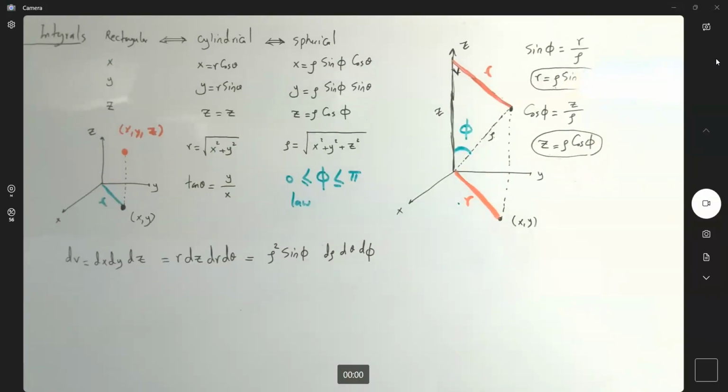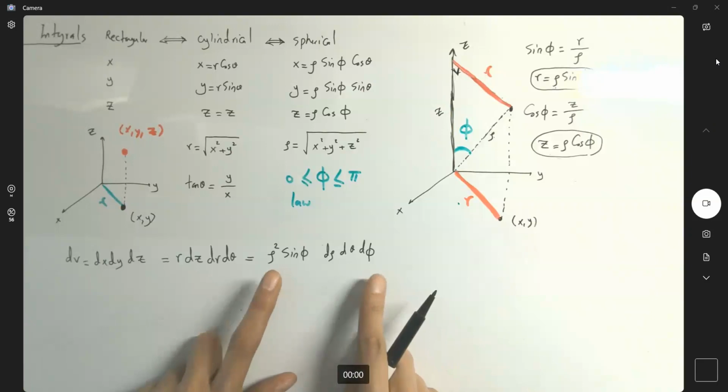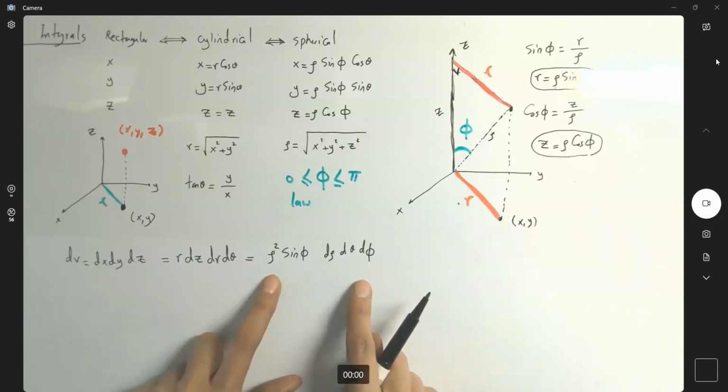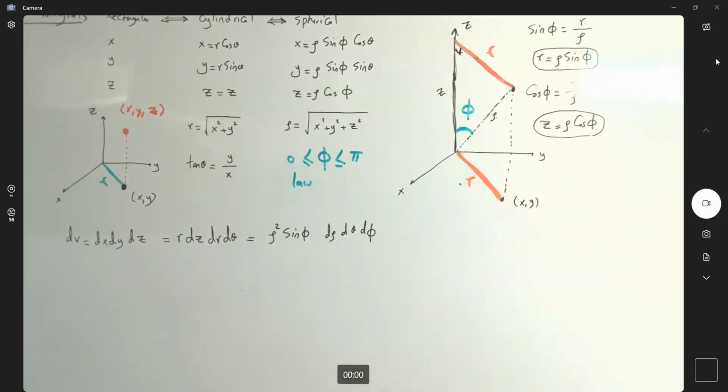So remember that when you are using the rectangular coordinate system, we have dx dy dz. In the cylindrical coordinate system, dV, or the volume element, converts into r dz dr d theta. And when it comes to the spherical coordinate system, it becomes rho squared sine phi d rho d theta d phi. How? What's the reason behind it? Take a look.